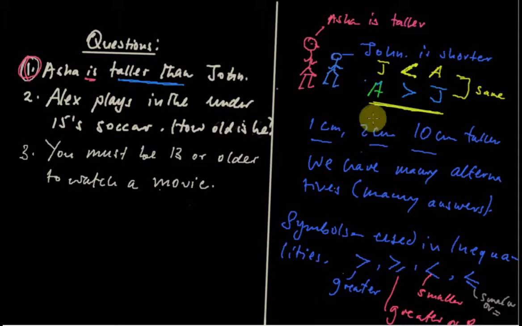So this is an inequality here. We have seen that it carries a lot of answers. Asha can be 1 centimeter, 2 centimeter, 3, 5, 10, 15, whatsoever, but she is taller than John. Let us move to our second.